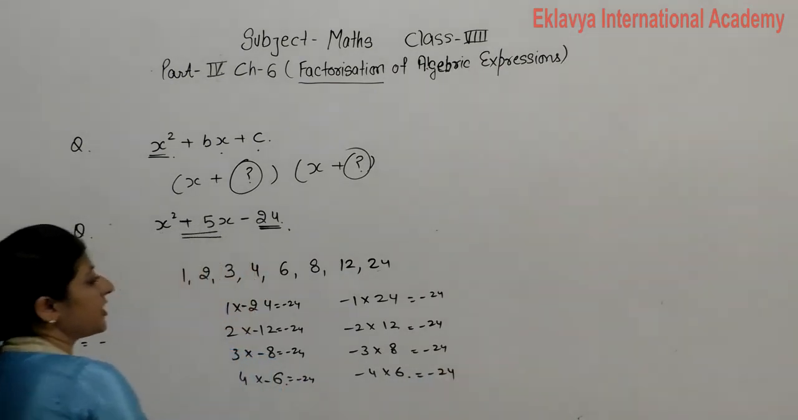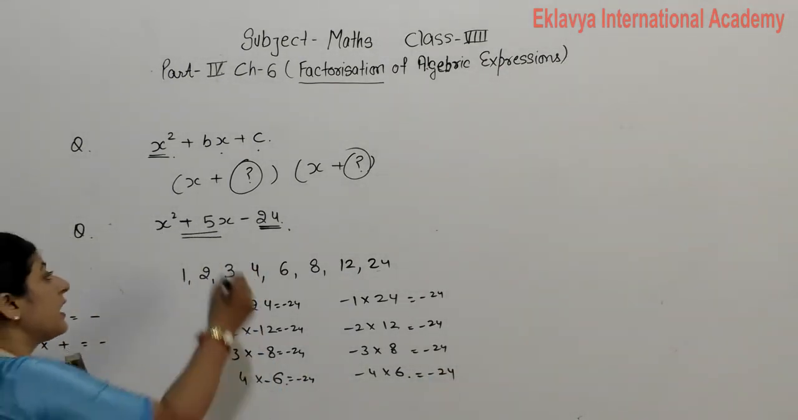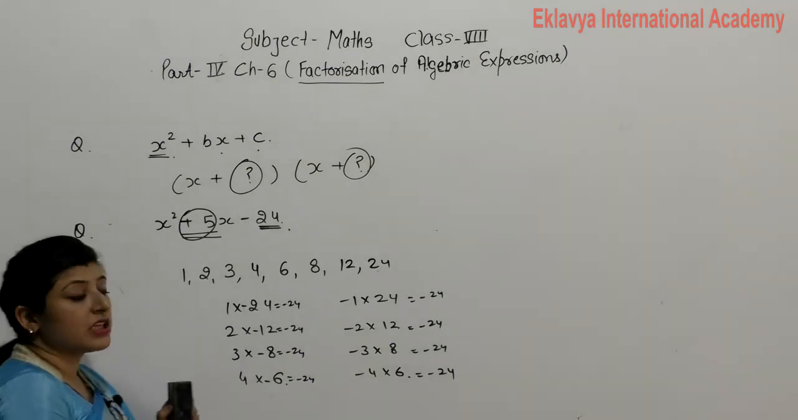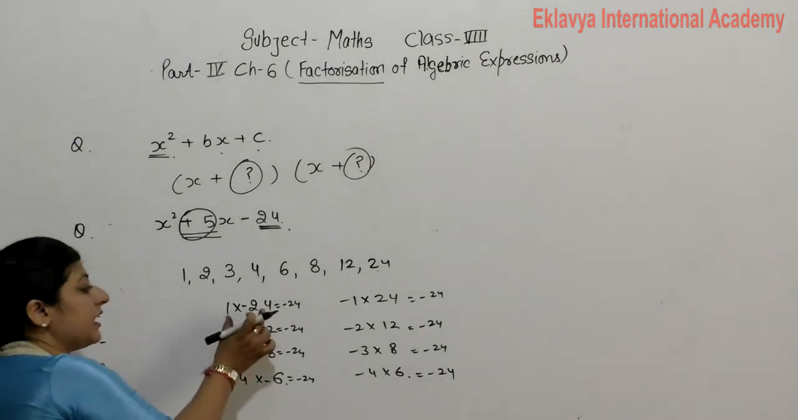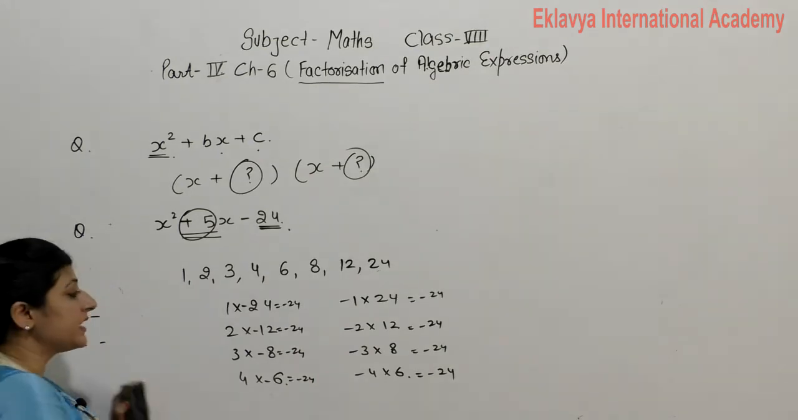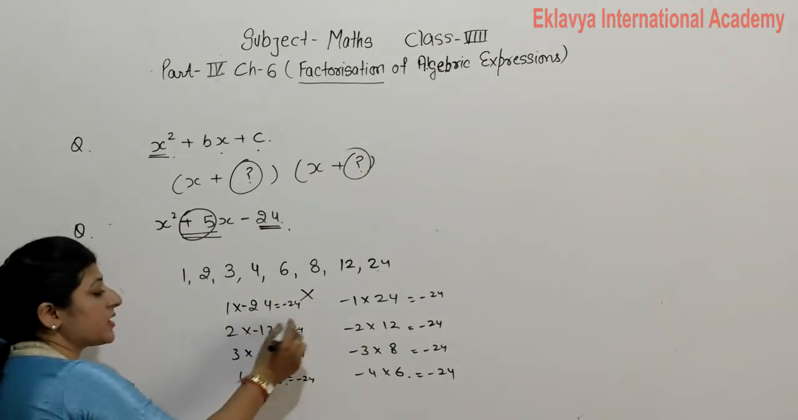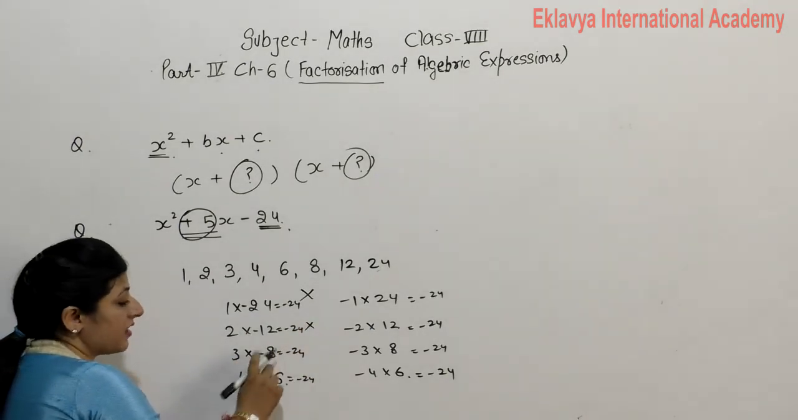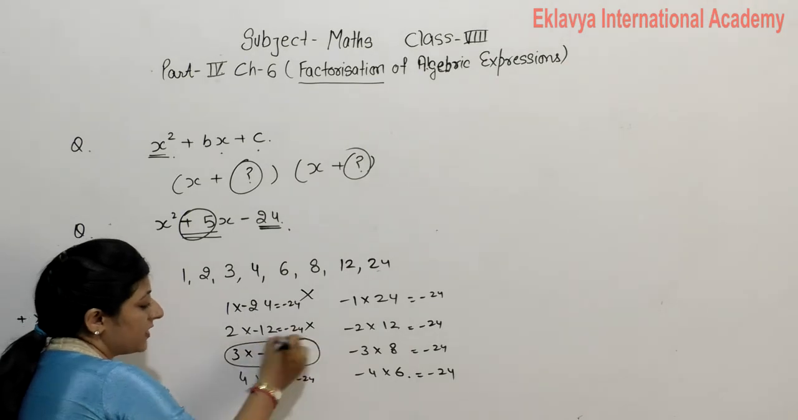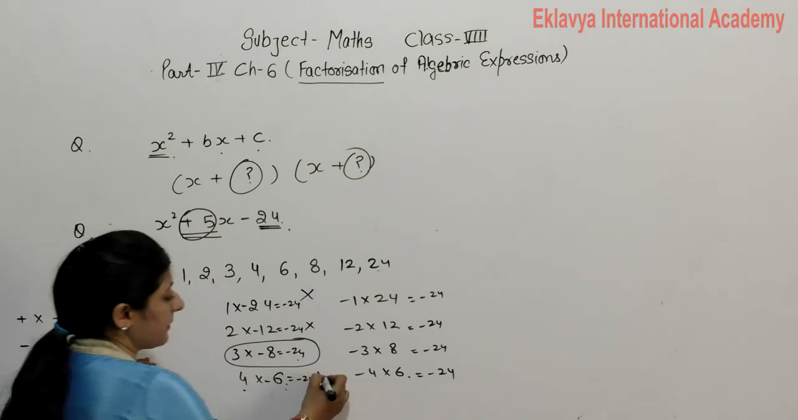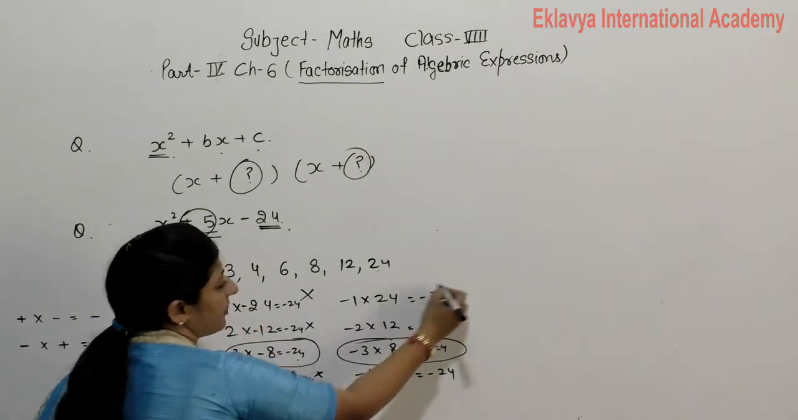Which situation can we solve? See here now, but we need +5 in the b term. How can we find the +5? See, if we solve it, 1 minus 24 becomes minus 23, we don't need that. 2 minus 12 is minus 10. 3 minus 8 is minus 5. See now, in this case and in this case, you can get 5.